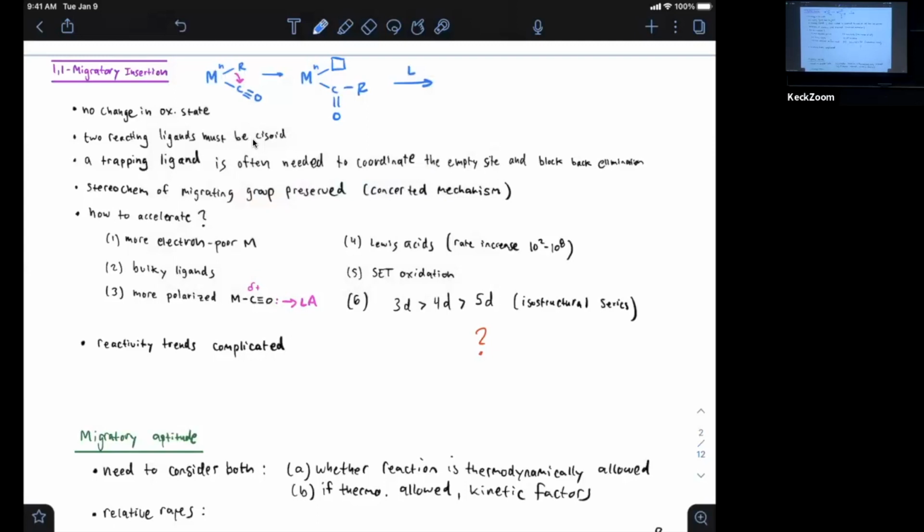And this is an important point to not overlook, that the initial migratory insertion step in many cases is endergonic and reversible, and the overall process is reversible. So without a trapping step, you do not have sufficient thermodynamic driving force to bring the process forward.